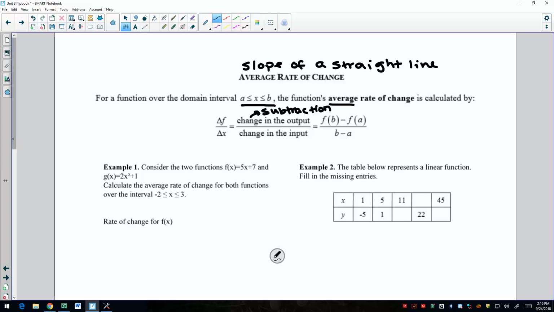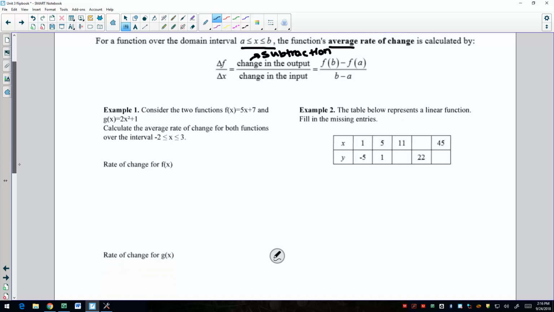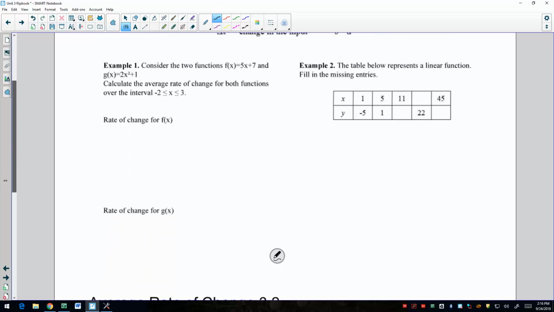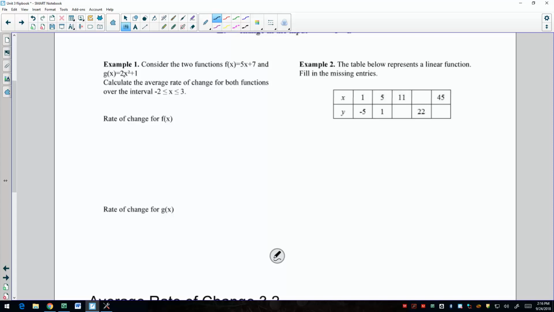So let's do the first example. It says, consider the following two functions. f of x is 5x plus 7, and g of x is 2x squared plus 1. Calculate the average rate of change for both functions over the same interval from -2 to 3. So first let's do f of x. So we know that the inputs are -2 to 3. And we have to find the outputs that go with those inputs so that we can use them in our formula. So we have to do a little bit of side work first.